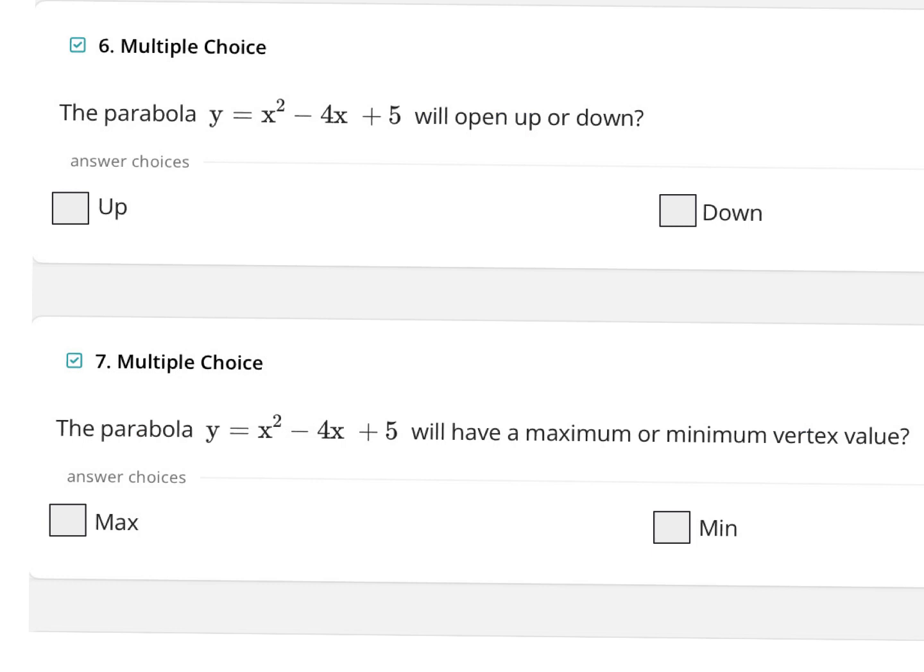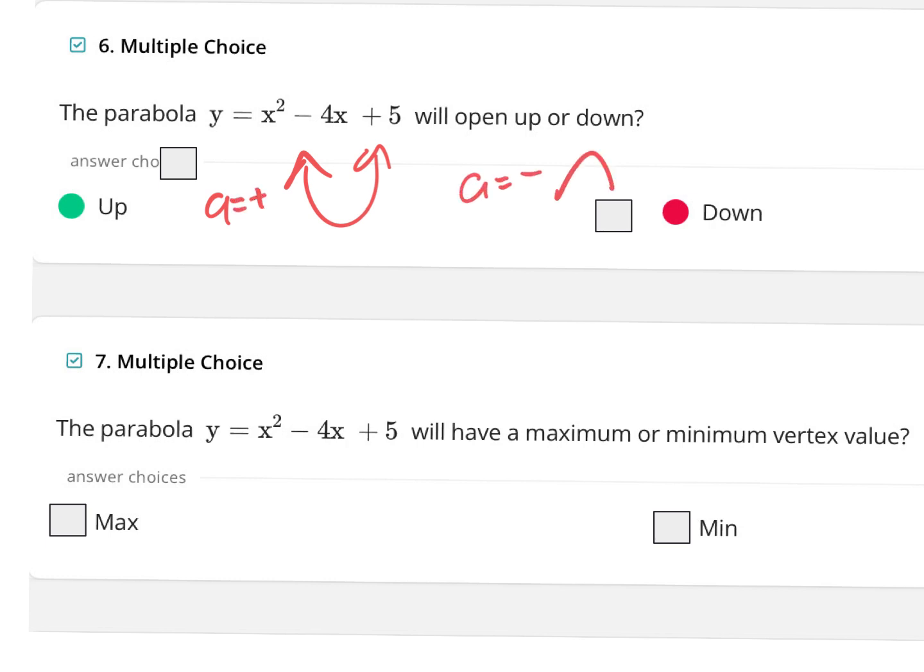All right, so we have these two separate questions, super easy. The parabola y equals x squared minus 4x plus 5 will open up or down? What do you guys think? Open up, absolutely, not down, right? Why does it open up? Because the a value is positive. Super easy. So whenever the a value is positive, it's going to open up. If a is negative, then it's going to open down.